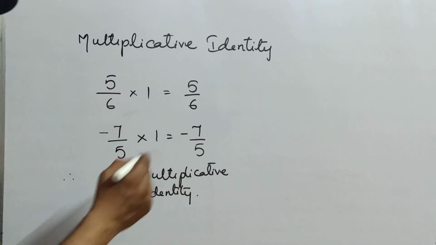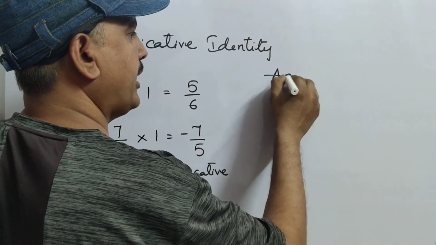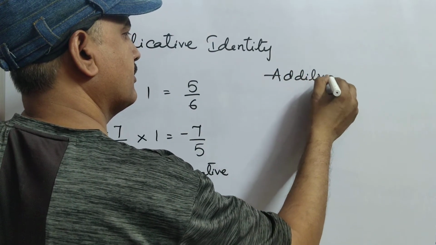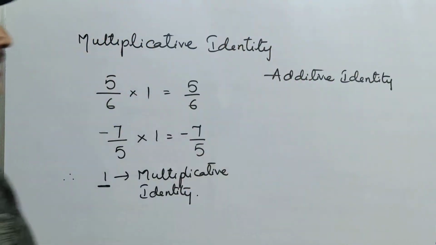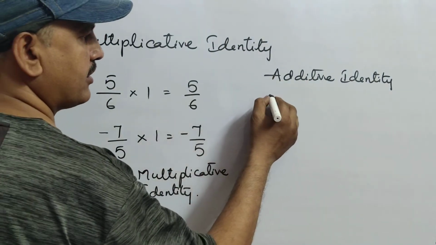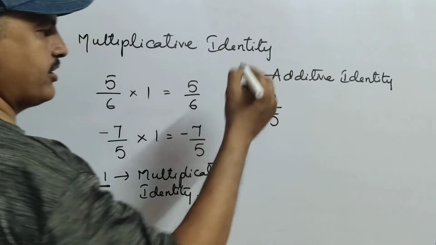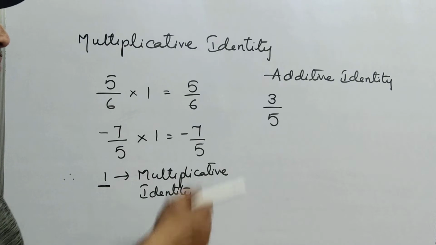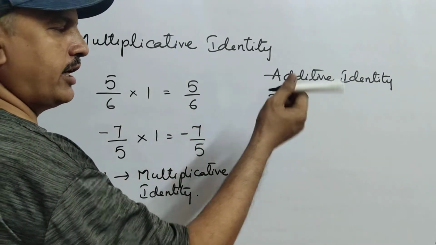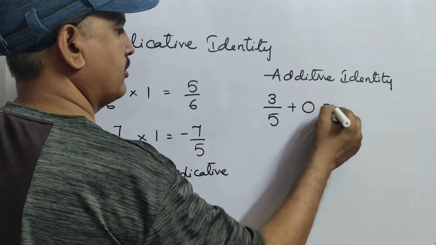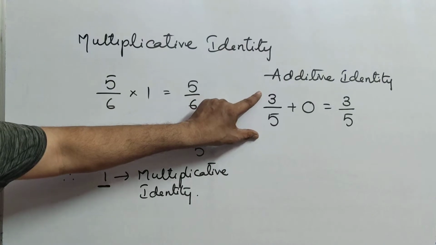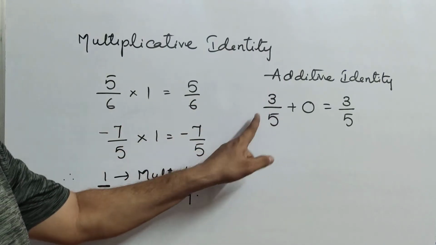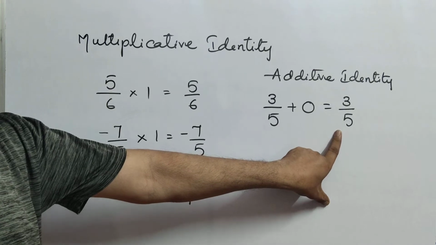Now, what is additive identity? Additive identity means if you add any number to that, you should get the same answer. Suppose here 3 by 5 is there. Which number, if you add to 3 by 5, will give you the same answer? 0. Then your answer will be 3 by 5. Same answer. If you add 0 to 3 by 5, you are going to get 3 by 5 only.